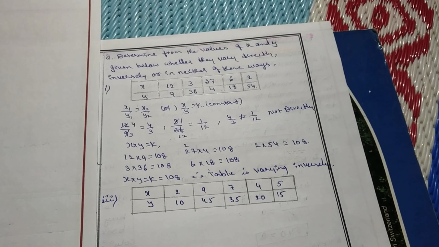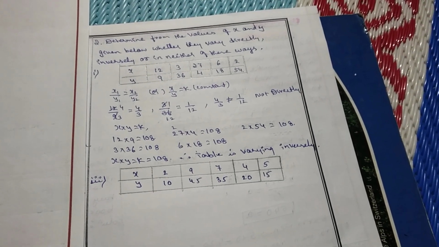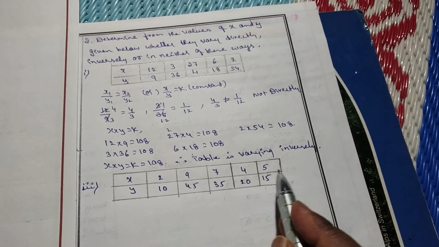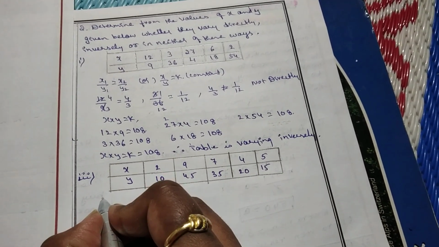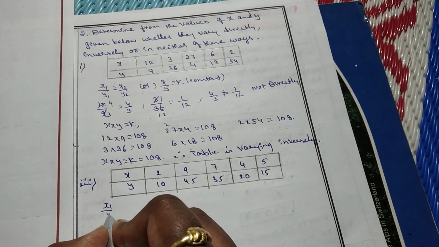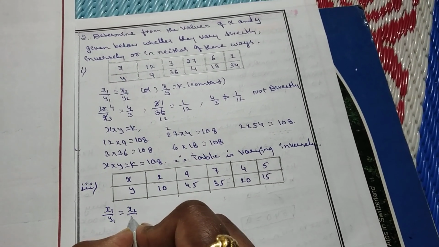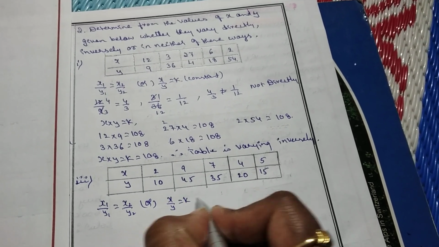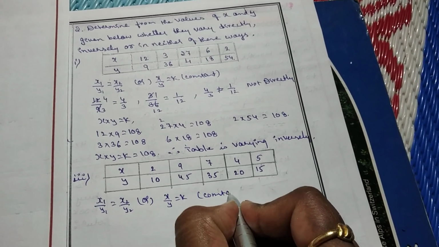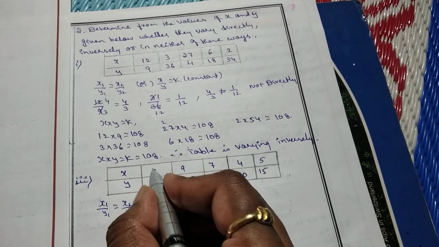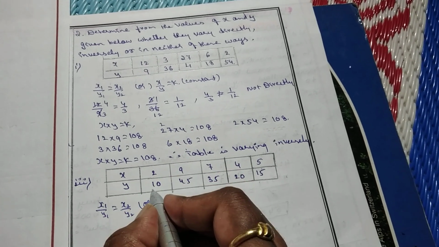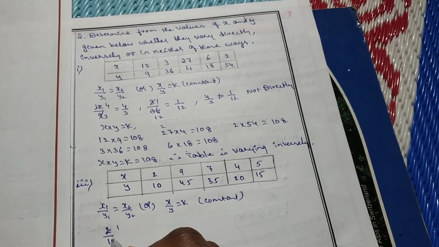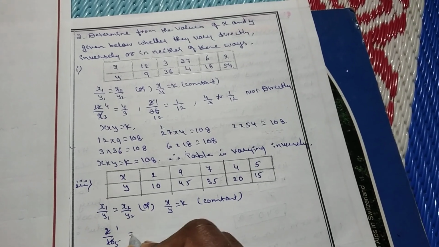Here the third table is ready, children: 2, 10, 9, 45, 7, 35, 4, 20, 5, 15. First let me check for direct variation, that is x1 by y1 equals x2 by y2, which we can call another way as x by y equals k, where k is a constant. Taking the first x1 and y1, I can go with 2 by 10: 2 1s are 2, 2 5s are 10, which equals 1 by 5.